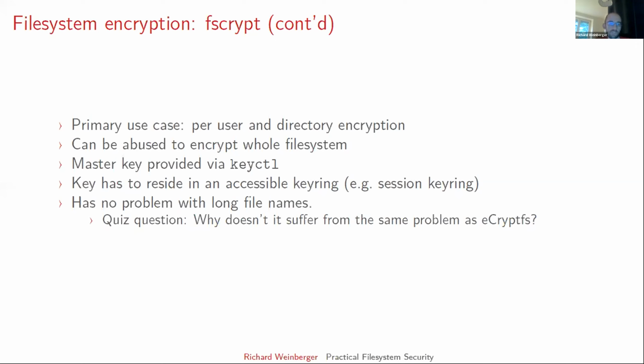As I said before, Fscrypt has also encrypted file names, but it does not have the problem like Ecryptfs. So quiz question, why doesn't it suffer from the same problem with the file names? So the answer is it doesn't suffer because the file name is not stored as a regular file name on top of the file system. It's stored internally, and internally the file system can do whatever it wants. And that means internally it's also allowed to have a null byte and a slash in the ciphertext.